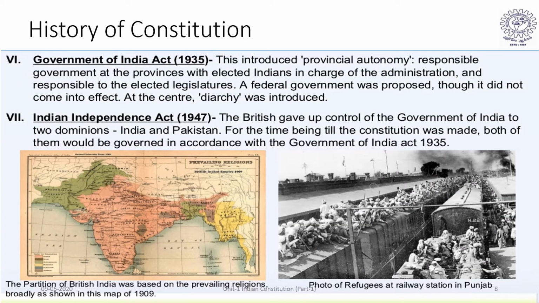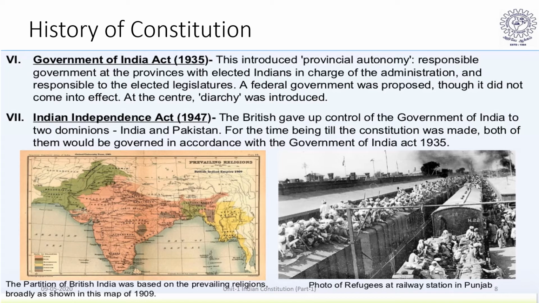Government of India Act 1935. This introduced provincial autonomy, responsible government at the provinces, with elected Indians in charge of administration and responsible to the elected legislators. A federal government was proposed through it, but it did not come into effect; at the center, it was not introduced.